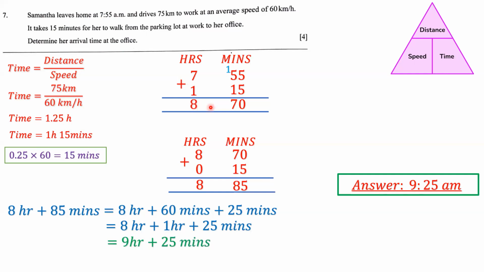And so she arrived at 8:70, and then she has to walk another 15 minutes. So it's going to be 8:70 plus 15 minutes, and that gives us 8:85. That's the time that she arrived at the office. If we convert this into regular time, it's going to be 9 hours and 25 minutes, which is 9:25 a.m.